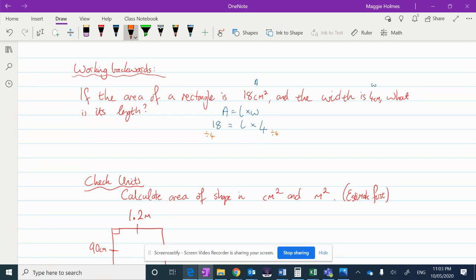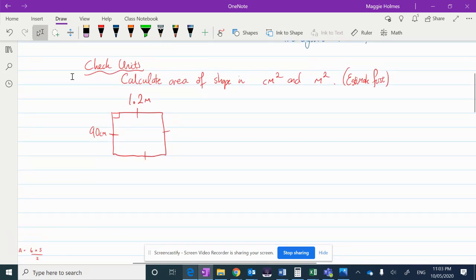18 divided by 4 is 4.5. 4.5 equals L. We can write a little worded statement there. Therefore, the length is 4.5 centimeters. If you're not going to write this, you should at least put centimeters here. If it's a worded question like this, you're better off writing something short like that, just in case.